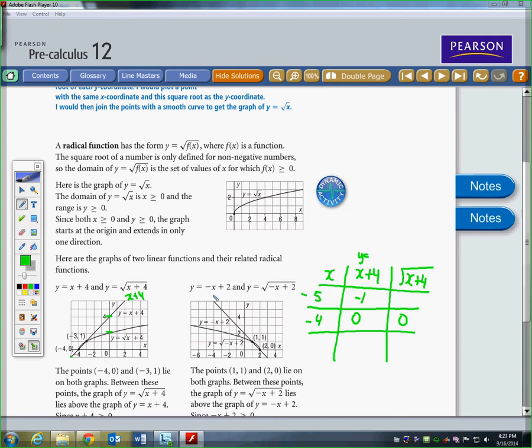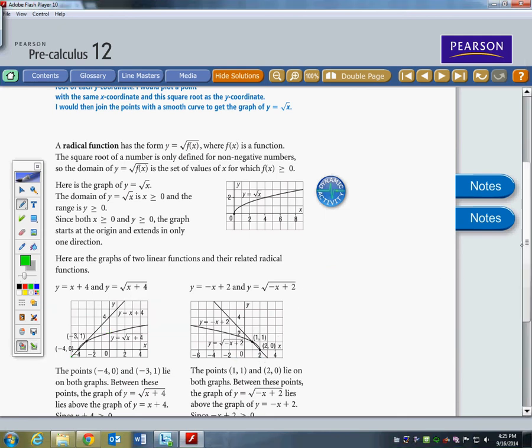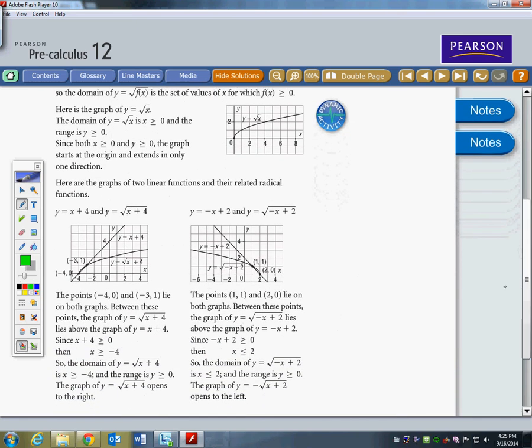Here's another example of -x plus 2. Things have changed a little bit. It's pointing over to the left. Not a bad idea to think about this mathematically, where we have to make sure that what's underneath the square root sign has to be greater than or equal to 0. So this is where we're figuring out our domain. What are all the possible x values?